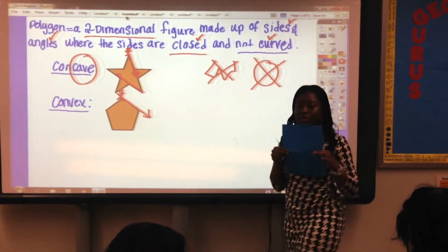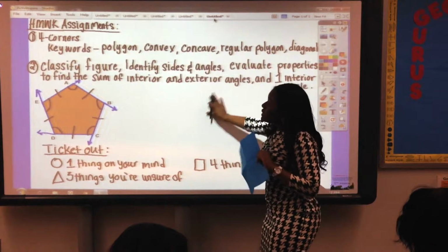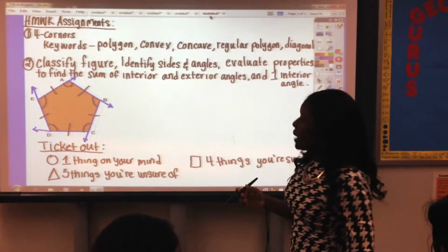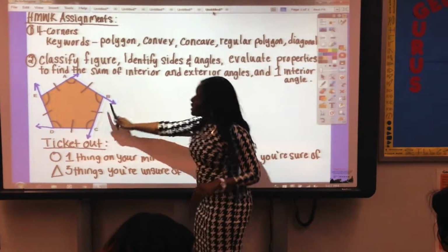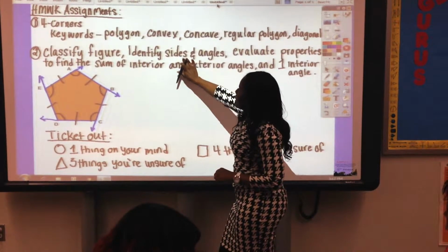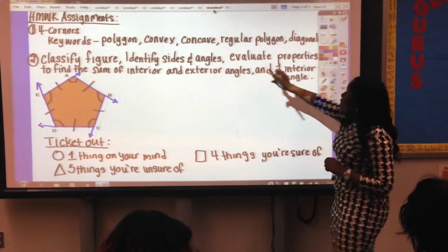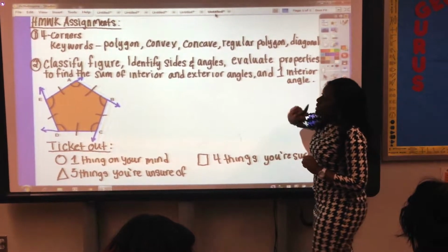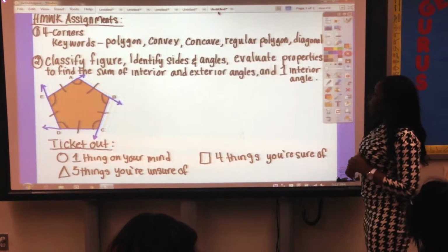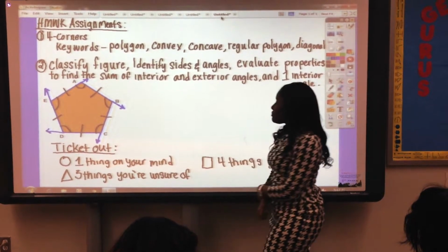Any questions about the 4 corners? No. Okay, fantastic. All right, the last thing you will do, which will be on the back side of your 4 corners assignment, you will classify this particular figure, A, B, C, D, E. You will identify the sides and the angles, just like we did before. You will evaluate the properties to find the sum of the interior and exterior angles and the interior angles, which goes back to some of the formulas that we covered before.